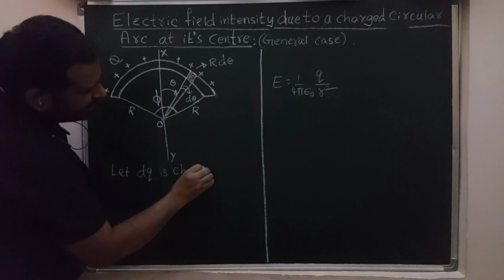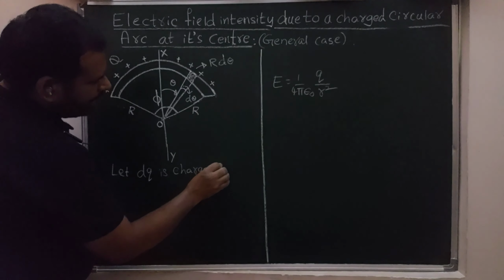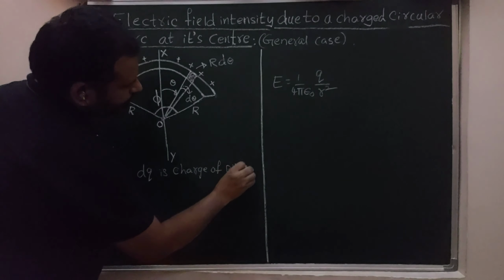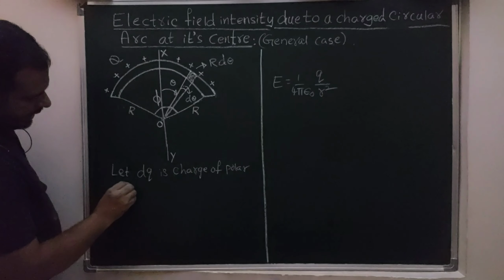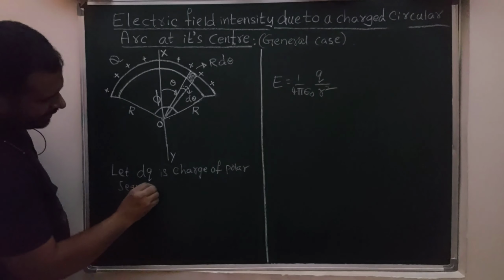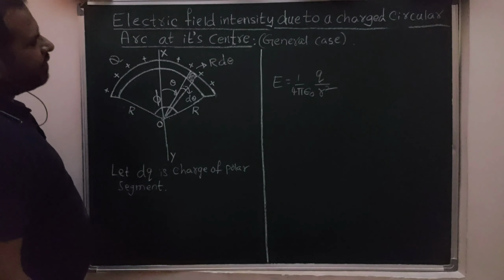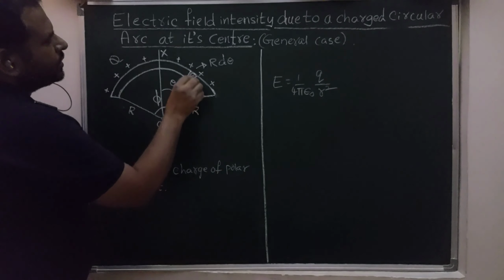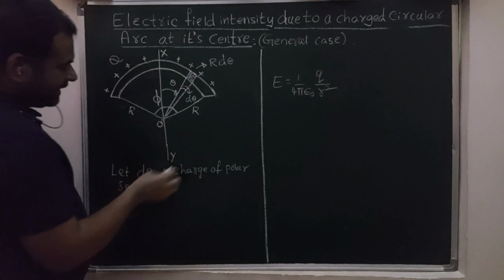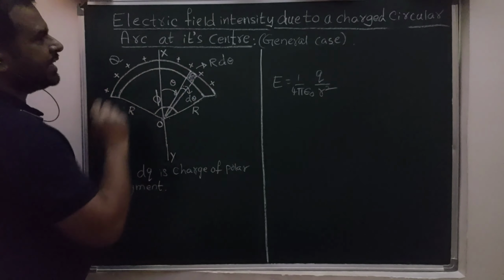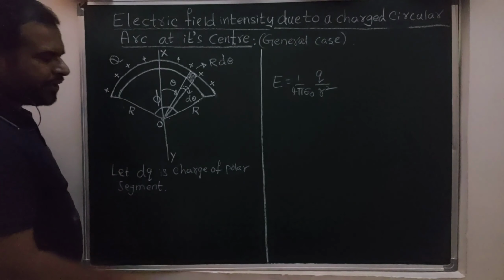Let dq be the charge of the polar segment, with angle of the polar segment. Okay, next. After that, first we should know what that charge is. We should know what the dq value is. We are taking dq as a charge on that, but we should know what dq is.